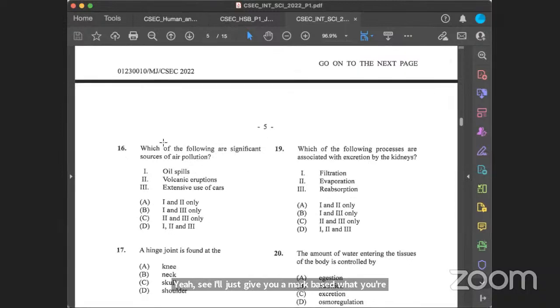16. Which are considered air pollutants or cause of air pollution? All of them except oil spills. When the oil spills, where does it spill into? The ocean. So there can be air pollution, there can be water pollution. So it can be 2 and 3. The answer is C here. 16C.